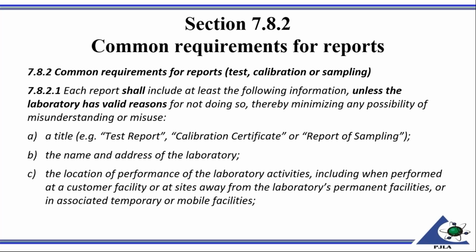C, the location of the performance of the laboratory activities, including when performed at a customer facility or at sites away from the laboratory's permanent facilities or in associated temporary or mobile facilities. So this one is less relevant if you're only performing calibrations in your own facility. You're a single site laboratory, and all calibrations are performed in your lab. This is going to be less relevant.